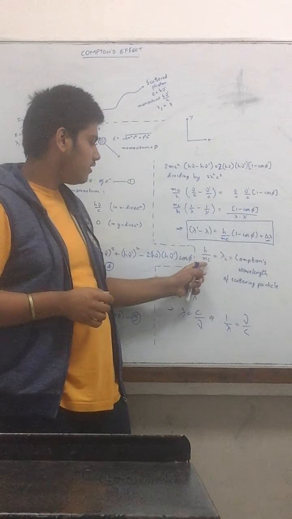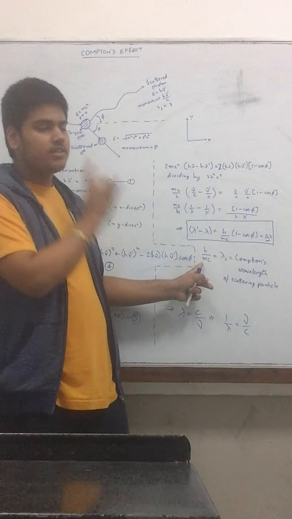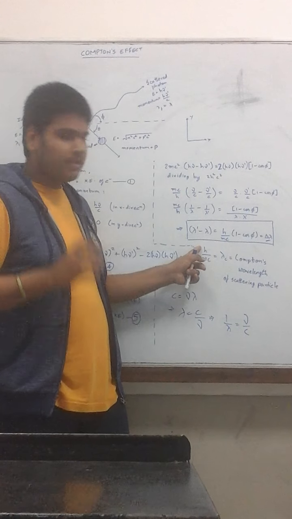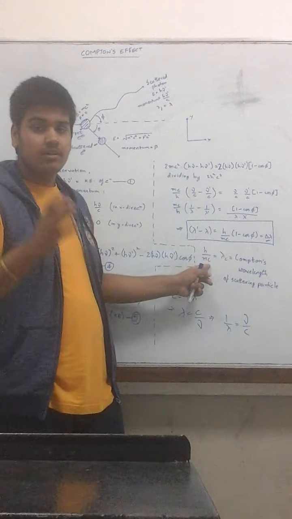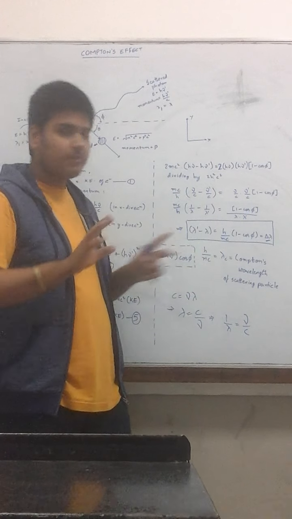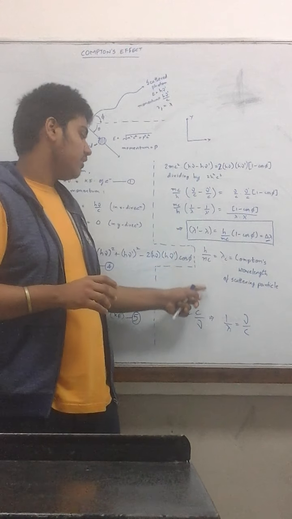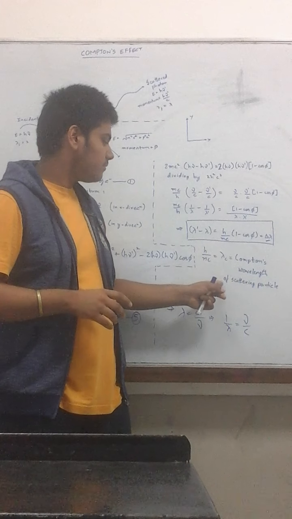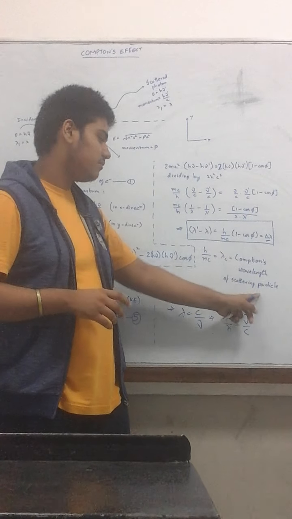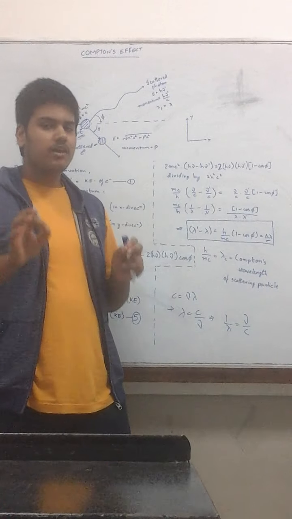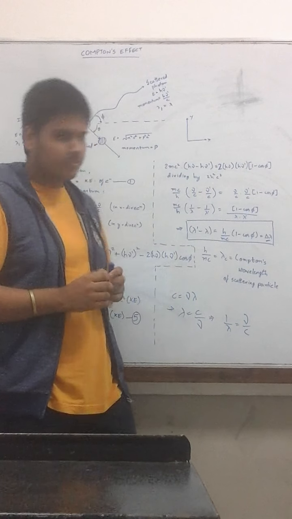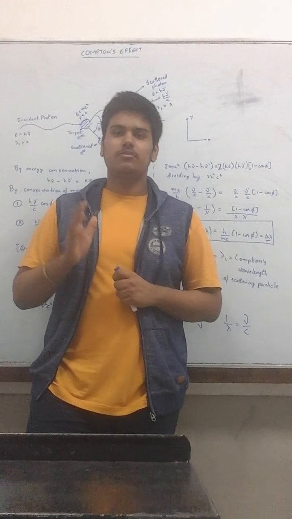Now this formula only depends upon the mass of that scattering particle, as h is Planck's constant, c is the speed of light in vacuum, both of them are constants, so it only depends upon mass. Hence we have to define that the Compton wavelength of the scattering particle only depends upon the mass of the scattering particle. So guys, this was for today.